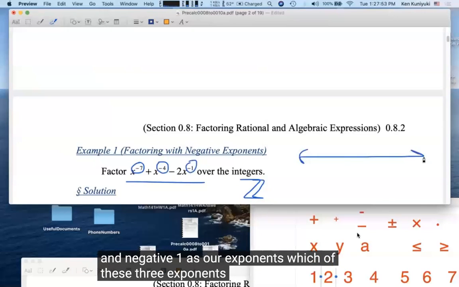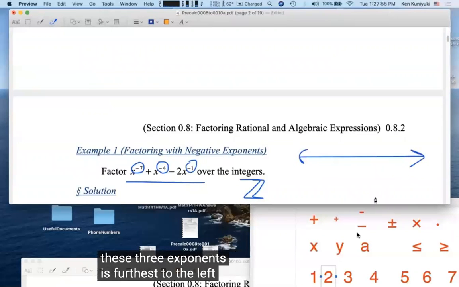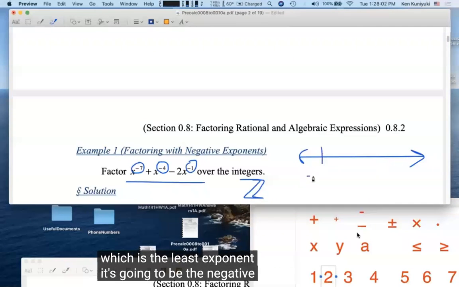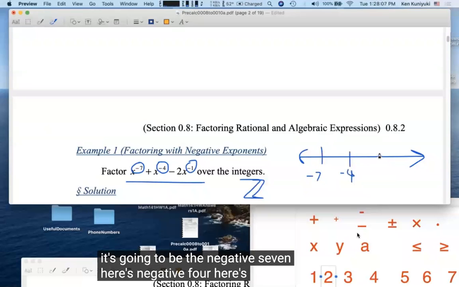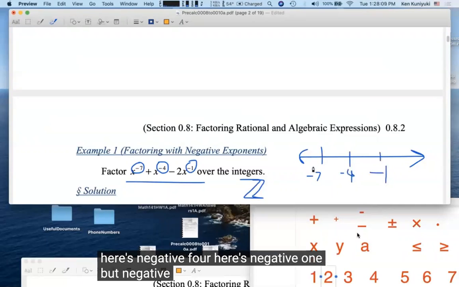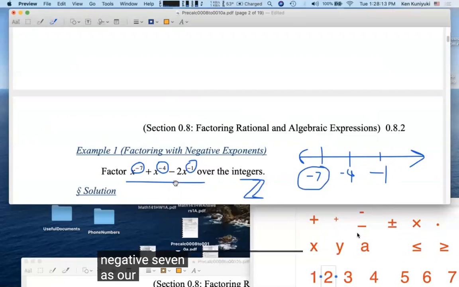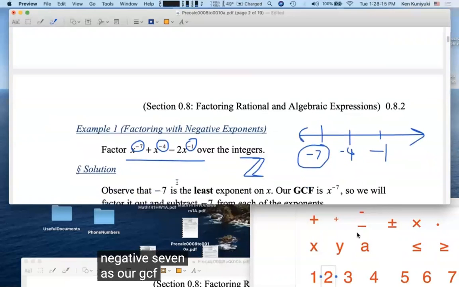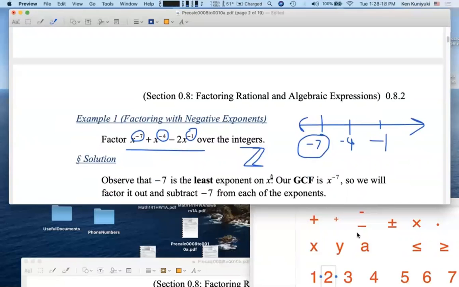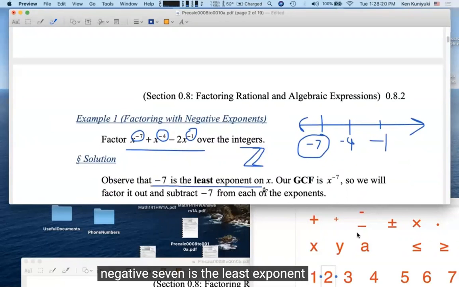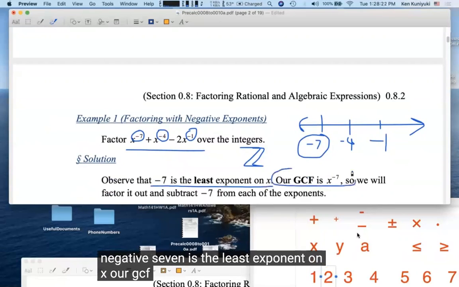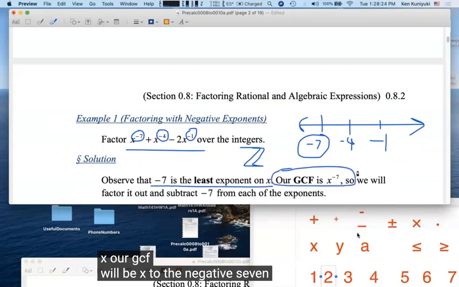Which of these three exponents is furthest to the left on the real number line? Which is the least exponent? It's going to be the negative 7. Here's negative 4, here's negative 1, but negative 7 is the least exponent. So we're going to factor out x to the negative 7 as our GCF. Negative 7 is the least exponent on x. Our GCF will be x to the negative 7.